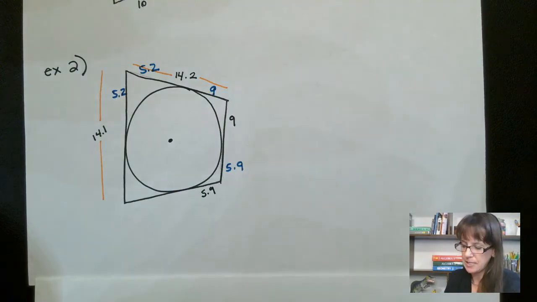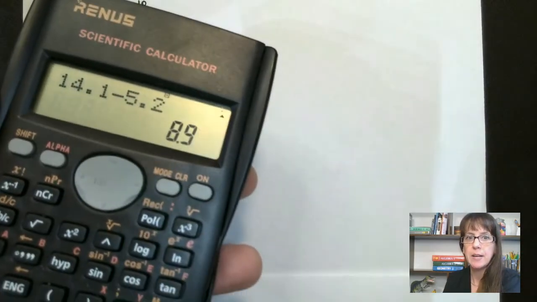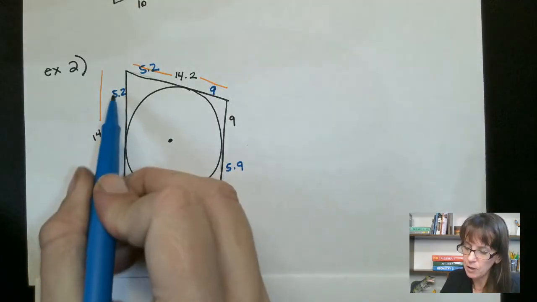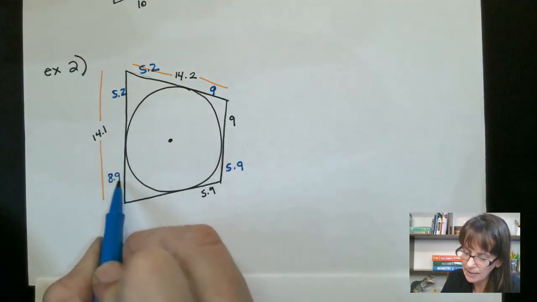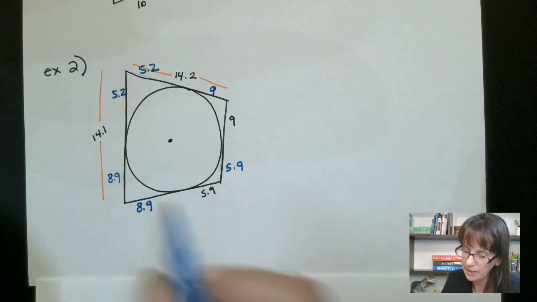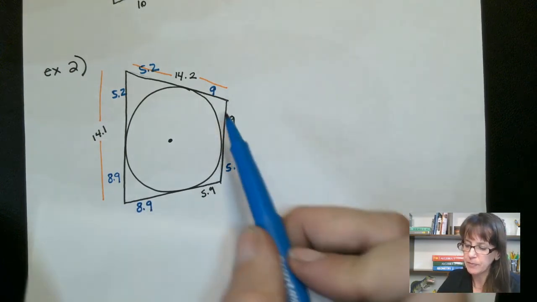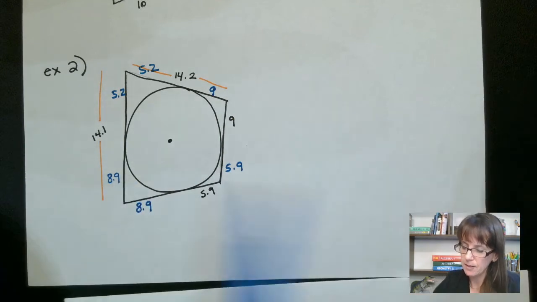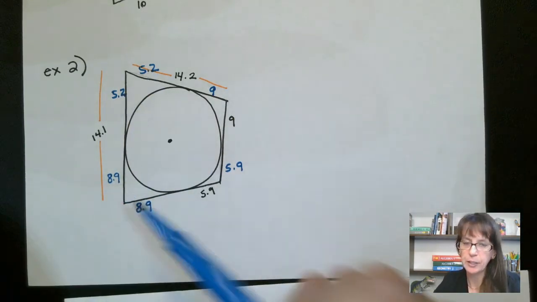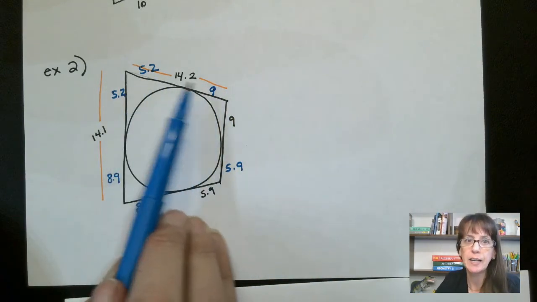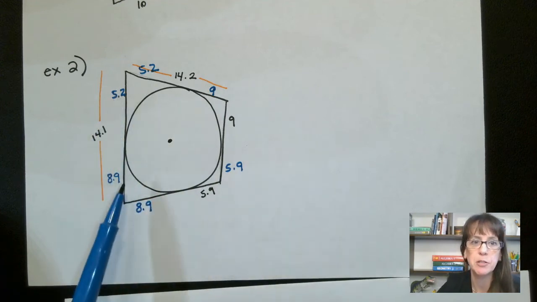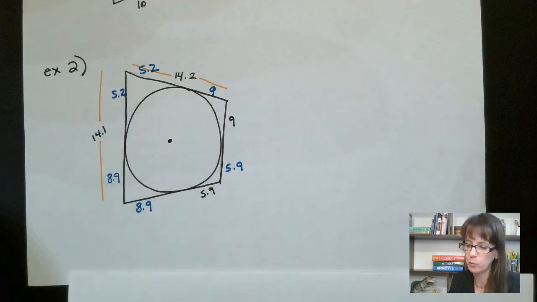Now if we take 14.1 and subtract 5.2 from that, we end up with 8.9. So this has to be 8.9 here, which makes this one 8.9 here. So these are congruent, these are congruent, these are congruent, and these are congruent. And on this side, 5.2 and 9 gives us 14.2, and 5.2 and 8.9 gives us 14.1. So now we can go ahead and add all these up.